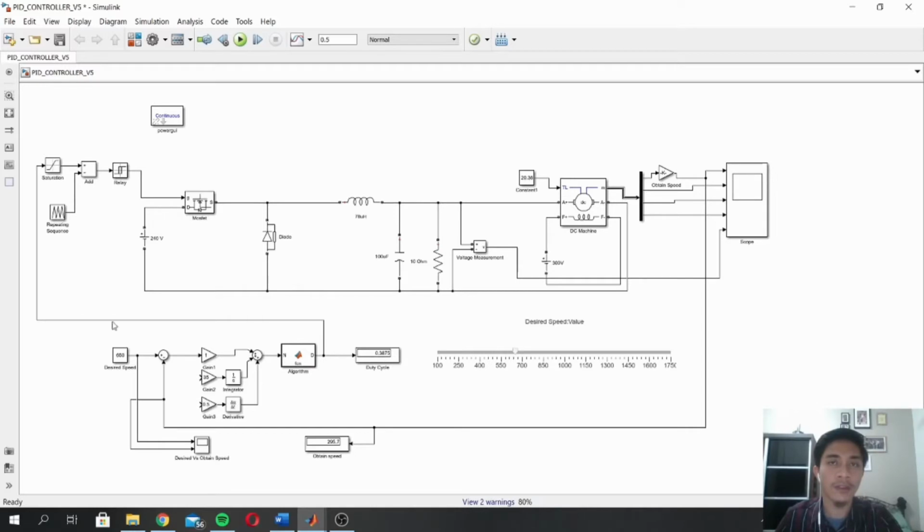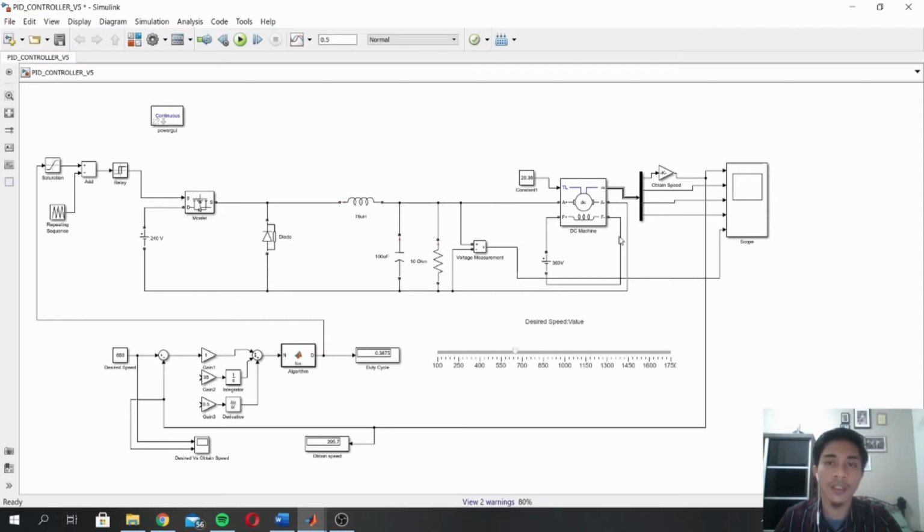So we have a few blocks here. The first one is a block for desired speed, which is the value of motor speed that we want to set. And this is a PID block, and we have the algorithm block, which is used to calculate the value of duty cycle. And this is a combination of blocks used to convert the duty cycle value into the pulse. And here we have a DC buck converter, which is used to reduce the output voltage.